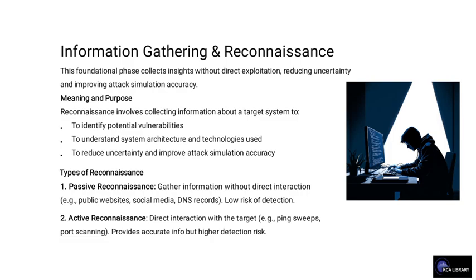And we have the types, which include passive and active. Passive reconnaissance is gathering of information without direct interaction. And active reconnaissance is direct interaction with the target, in terms of ping sweeps and port scanning, and it provides accurate information, but it has a higher detection risk.